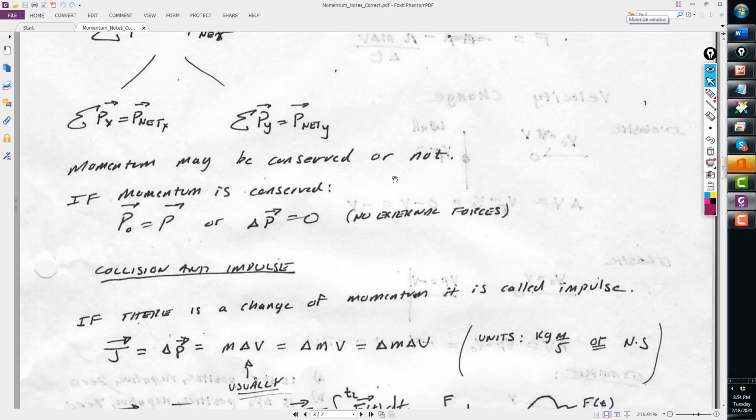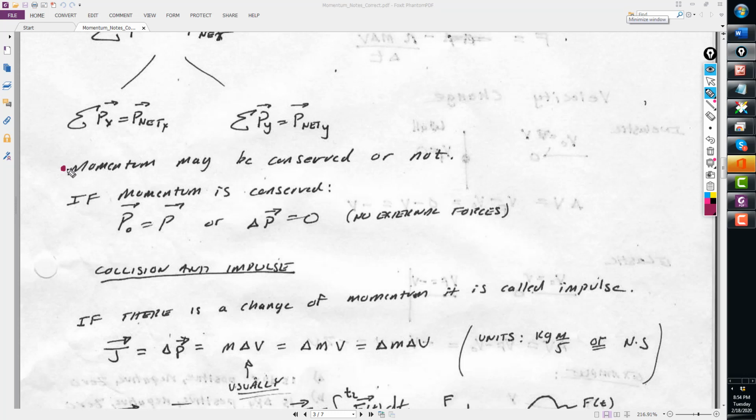Momentum may be conserved or not. Again, if you're talking about two systems, you and the earth, of course it's conserved always, but when we talk about conservation, people always say momentum is conserved.